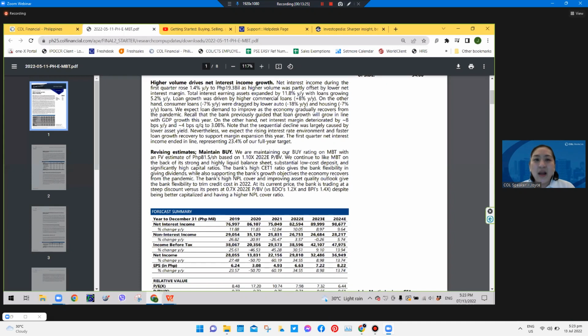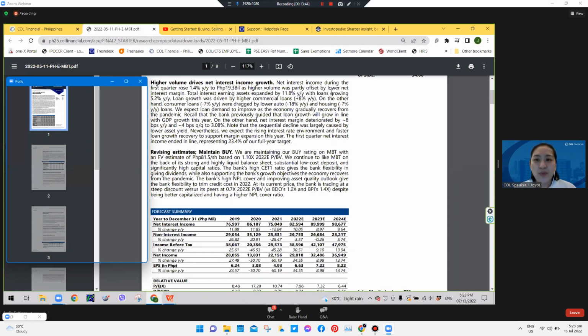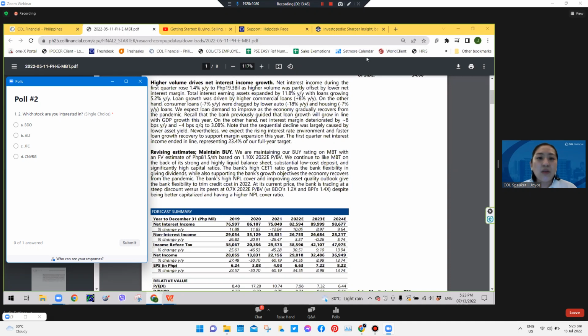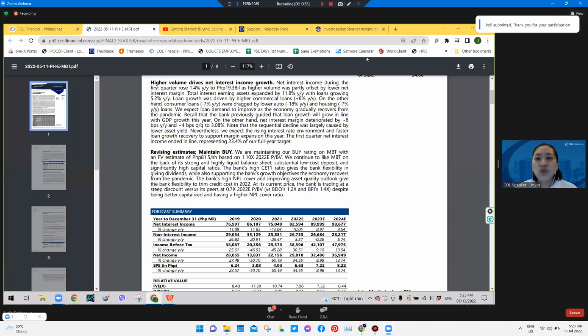Okay. Now, let's do one more scenario. Let's do one more research that we analyzed. Now, I'd like to just show another poll for everyone. What stock would you want to analyze next? Okay, so what stock would you be interested in? Would it be BDO, Ali or Ayala Land, JFC, or Converge? So just choose one, and then whichever the majority says that they're interested in, then that's what we will analyze next.